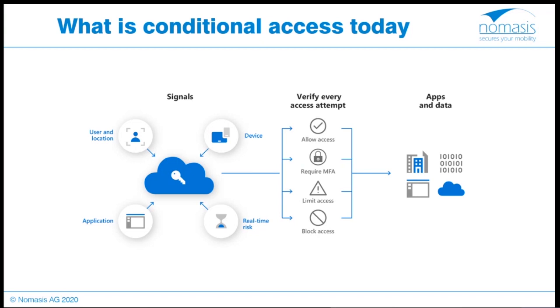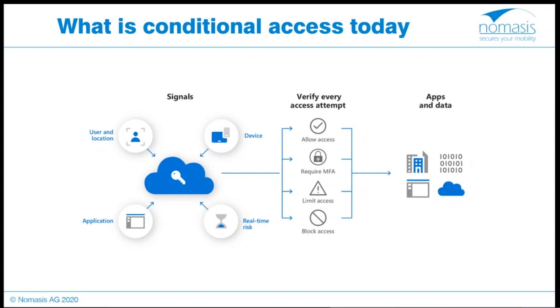So who is the user? Where is the user? So the location. Also the device that is connecting: if the device is compliant, how does it stand? And also you can check any application. You can select if only this application can access a resource. So it's pretty useful. And finally, you can also have real-time risk if you use some external component to see if a user has, for example, had their password leaked.